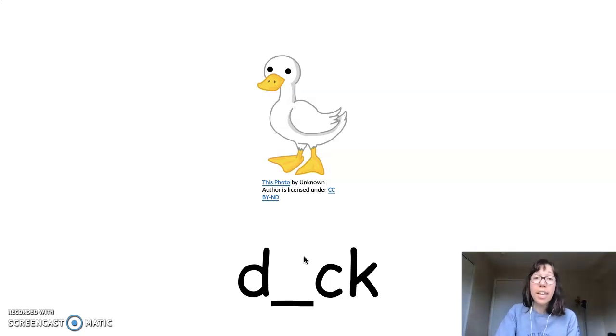Here's a picture of a duck. Now, duck is another word that has a consonant digraph. This word has the digraph CK. We know that the letter C by itself says K, and the letter K by itself says K. So when we put them together, it only makes sense that it still says K. This word may have 4 letters, but only 3 sounds.